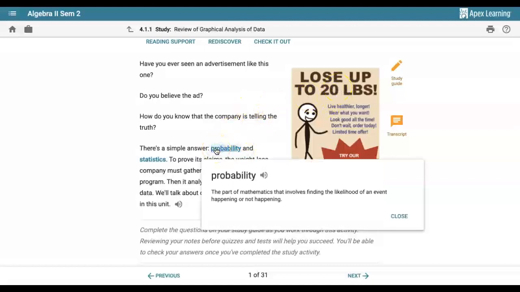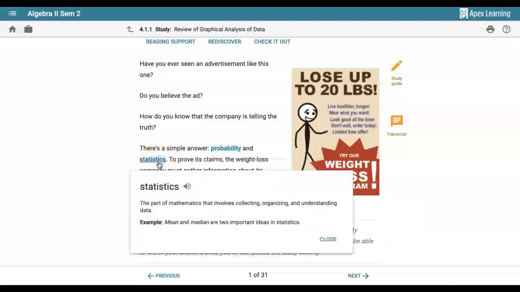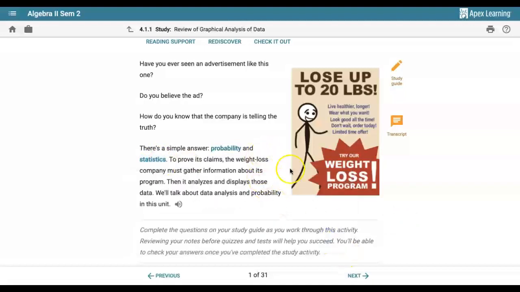Okay, so if we look at the definition, we'll get more into it, but probability involves finding the likelihood of an event happening or not happening, right? What's the chance that this is going to happen, all right? Versus statistics, all right? So statistics involves collecting data, organizing it, right, and understanding what it actually means here. So in order to figure out if the company is telling the truth, right, we're going to look at what's the probability, what's the chance that it's going to happen based on statistics here.